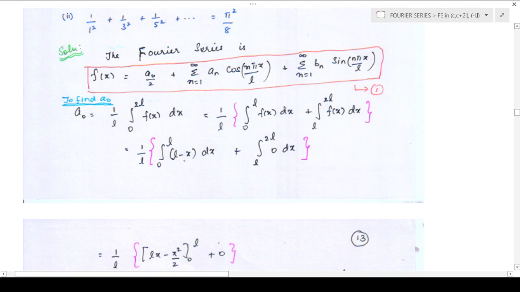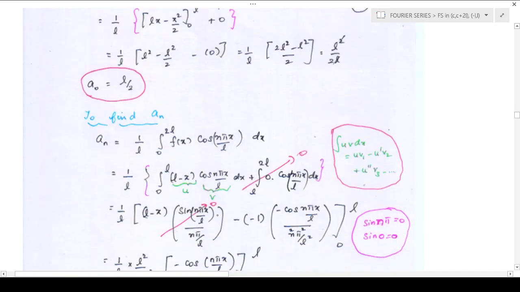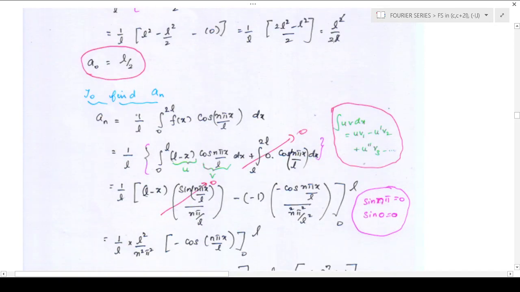This you are integrating as Lx minus x square by 2. Applying upper limit minus lower limit, you will be getting this value, children. Then similarly, an. 1 by L, 0 to 2L, f of x cos n pi x by L into dx. So, you are splitting it into two integrals, 0 to L, L to 2L. Second integral will be 0 because your f of x value is 0.